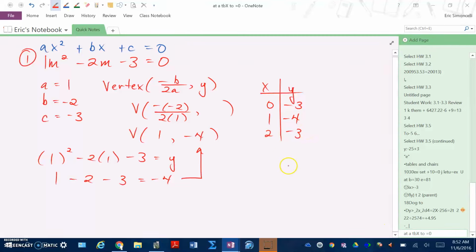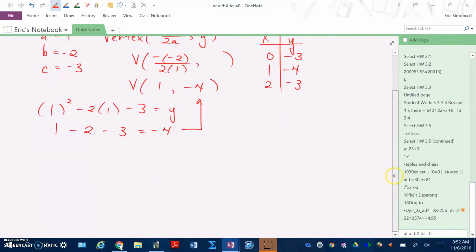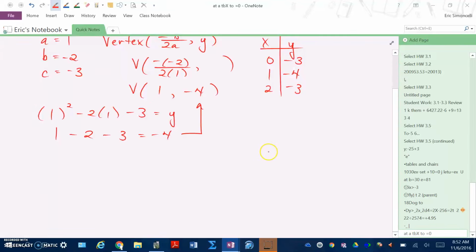Now keep in mind we are solving. When it comes to solving, we need to be mindful that we want y-coordinates that are equal to 0. So far we don't have that. But we might actually have only a couple more points to find to calculate the x-intercepts. In other words, solving the equation. So 0, negative 3, 1, negative 4, and 2, negative 3.